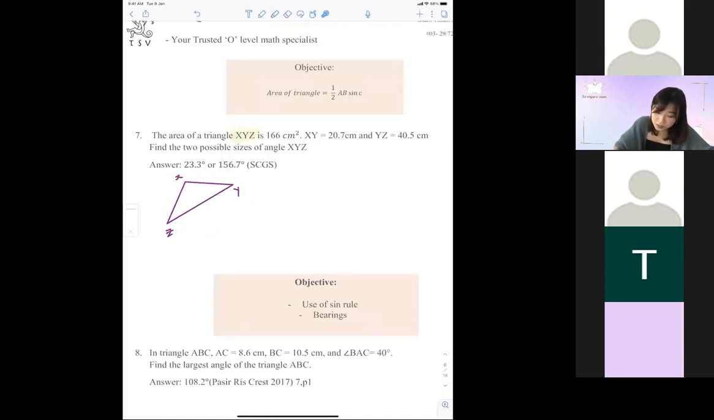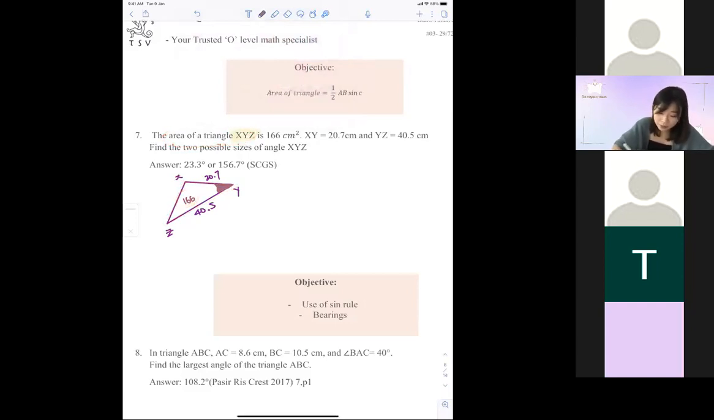So they say that XY is 20.7. This is 20.7. YZ is 40.5. This is 40.5. I ask you to find for angle XYZ. So you must find for this angle here. And then they give you area of triangle. So every time when they give you something, that is your clue. The clue is area of triangle. So you ask yourself, how to find area of triangle? First thing, is this a right angle triangle? No, cannot use half times base times height. We use half AB sine C.